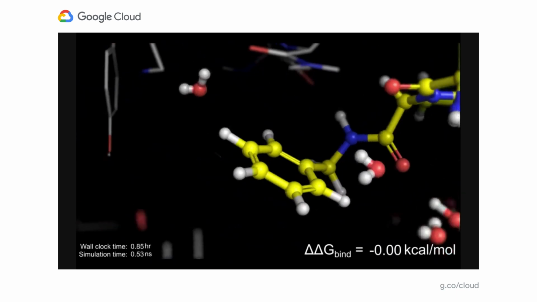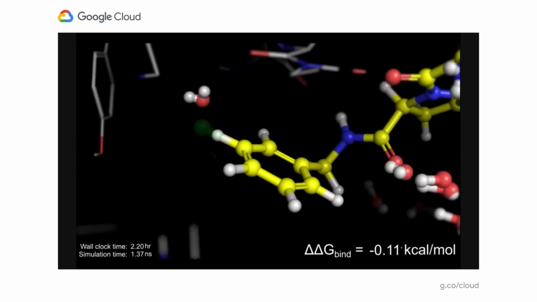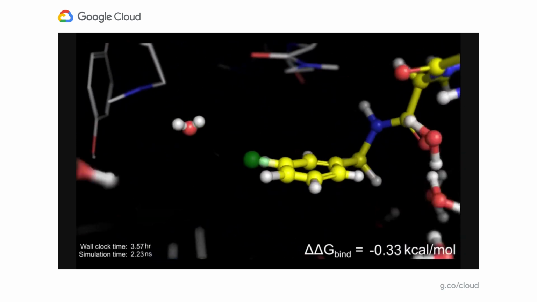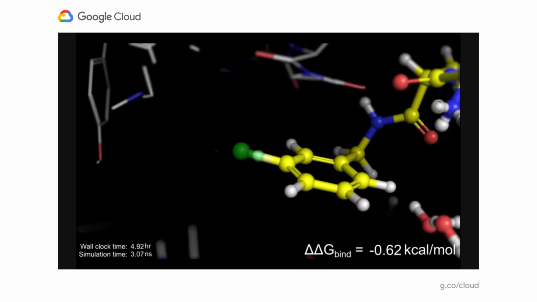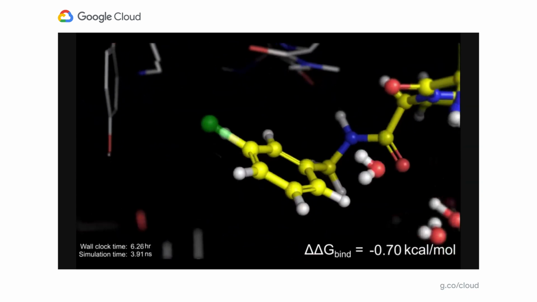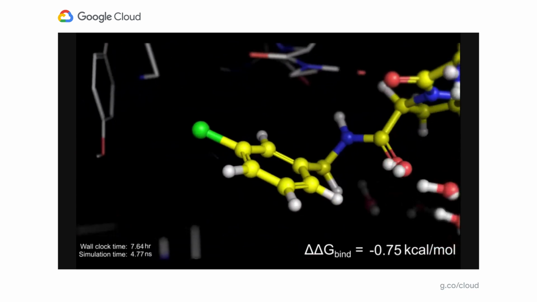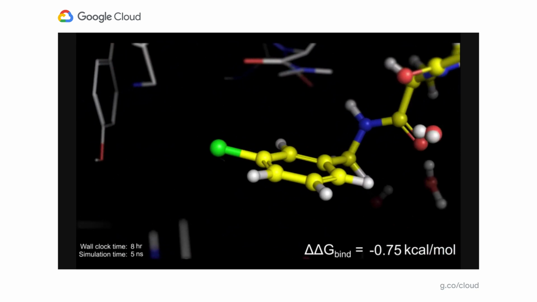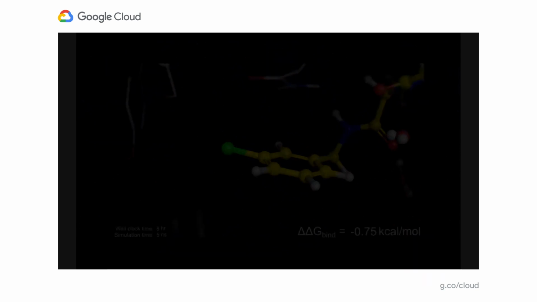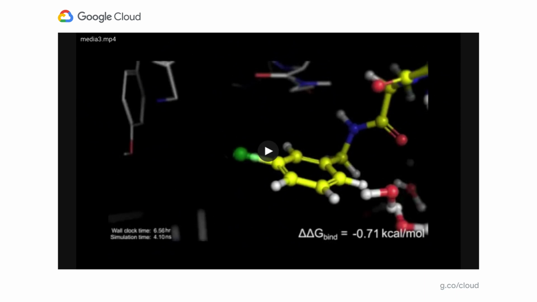This calculation requires, here it says 8 hours of GPU time. I think the video is a few hours old and we have it down to something like 2 to 4 hours of GPU time, thanks a lot to NVIDIA for speeding up their GPUs. But it takes hours on a GPU to do this simulation for a single ligand. And again, go back to that 10 to the 60th drug space.